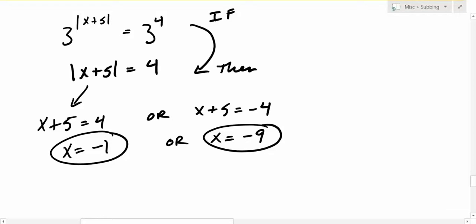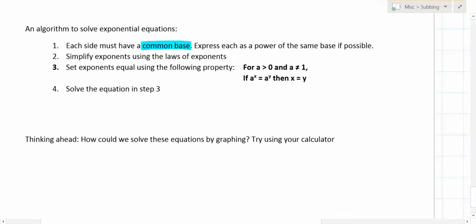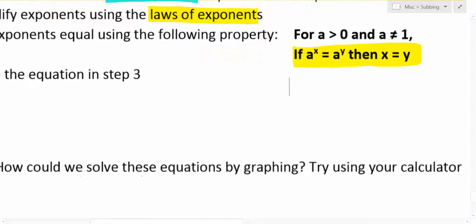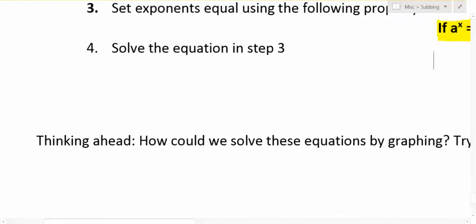I always thought you made the 5. Common base. I was right. Power of the same base. Simplify exponents using, oh, look at that. We used the laws. What was the primary thing we did with the exponents? We multiplied, like powers of powers, we multiplied. And then set exponents equal using the following property. If, this is that big one right there, if a to the y equals a to the x, then x equals y. And then solve.